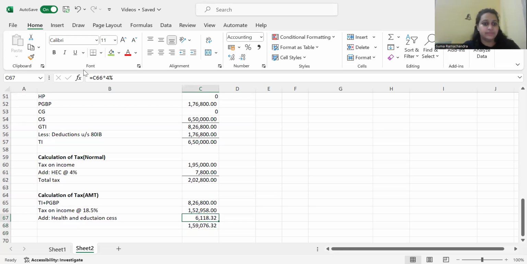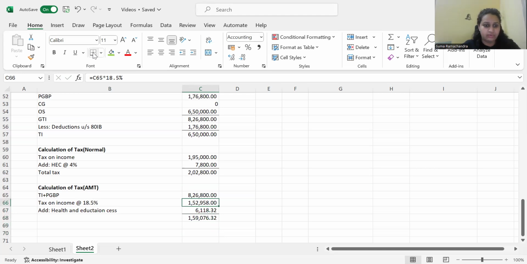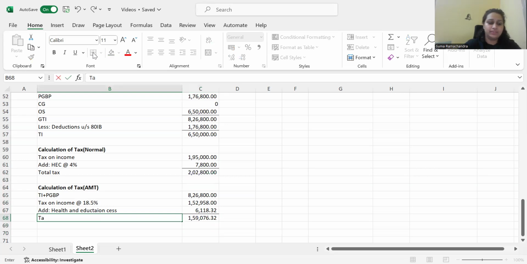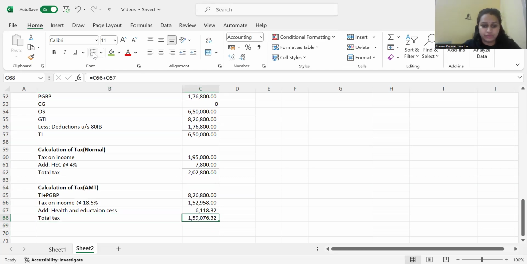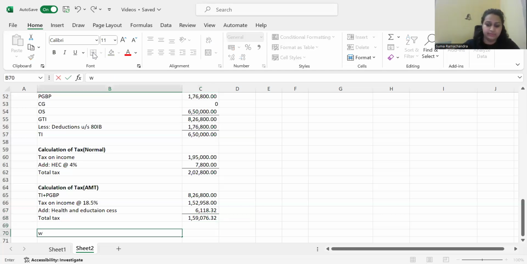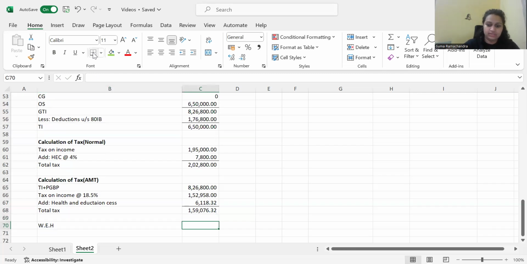Once I do all these things, whichever is higher out of normal taxation or AMT taxation, that will be the amount that you are supposed to pay to the government. Out of this 2,02,800 or 1,59,000 in this question, whichever is higher is supposed to be paid to the government. So in my question, whichever is higher, that means 2,02,800 rupees is the tax amount that I'm supposed to pay to the government. This is how you calculate your total tax.